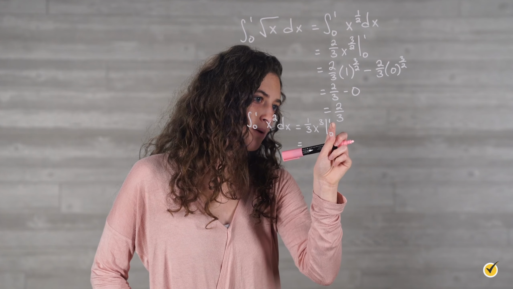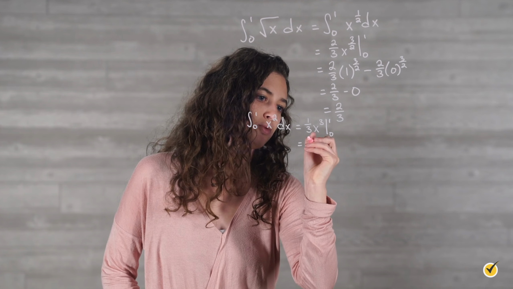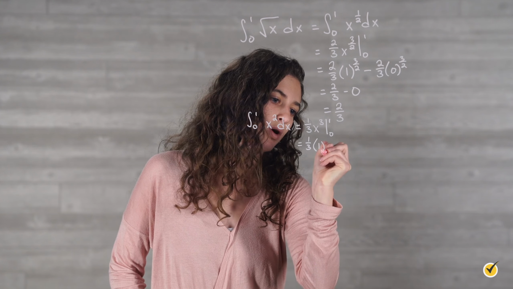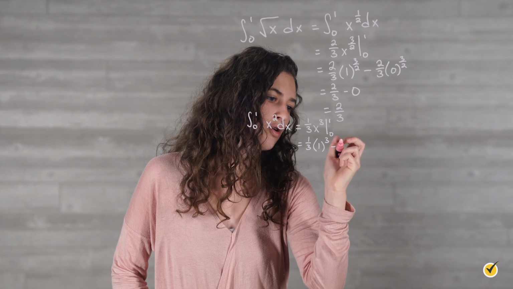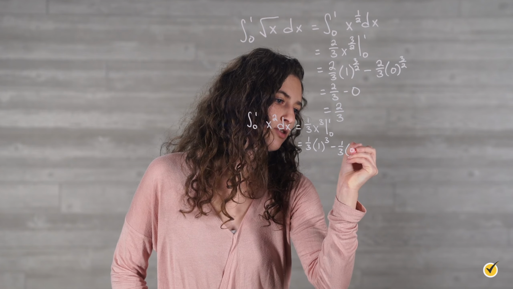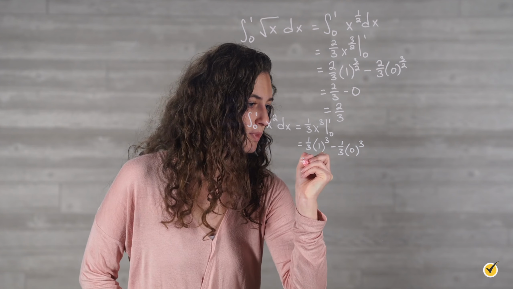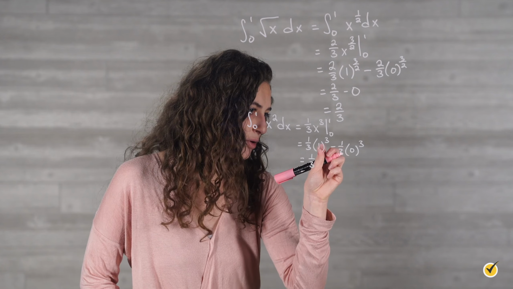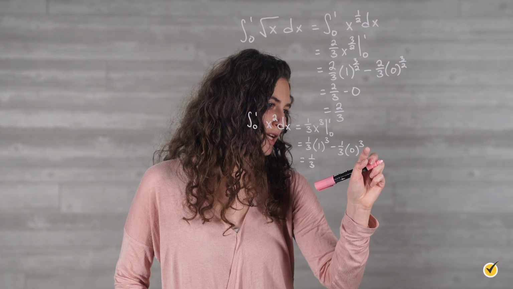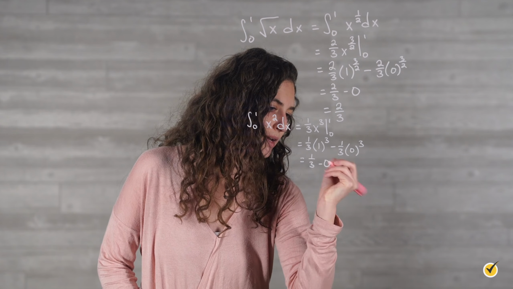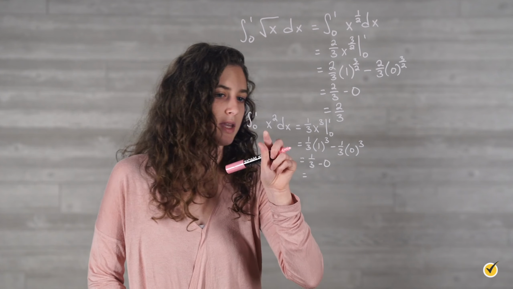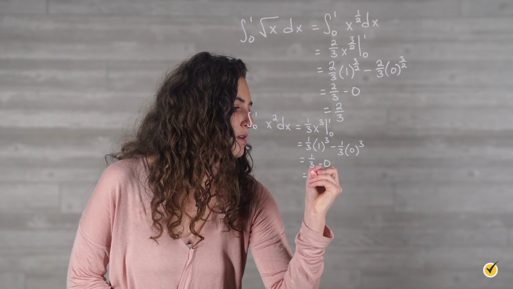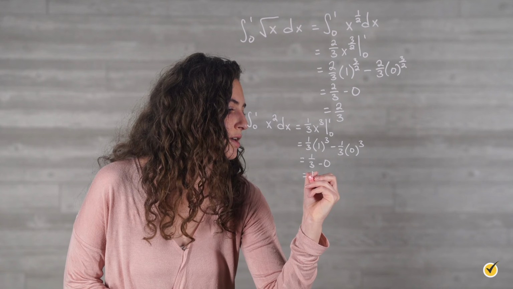Again, we're going to evaluate by plugging in 1 and 0. So we'll get 1/3 times 1 cubed minus 1/3 times 0 cubed. Again, this will simplify to 1/3 because 1 to any power is just 1, and 0 to any power is still 0, so this will be minus 0. So the area beneath our function f of x on the interval from 0 to 1 is 1/3.